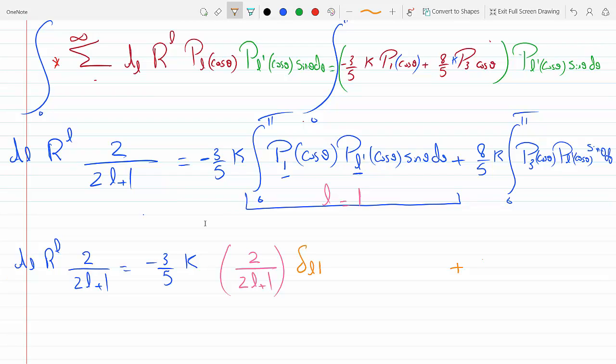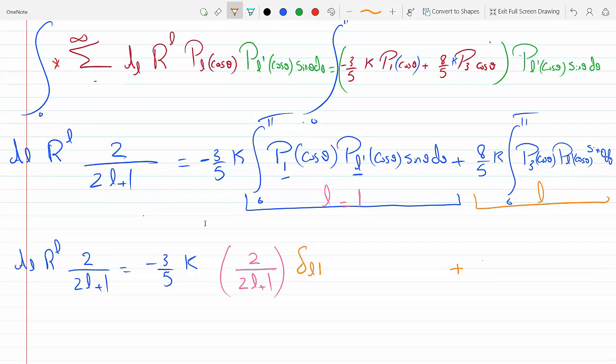Okay, and similarly on the right hand side for this guy, which term will I pick? I will pick L equals 3 and everything else will be 0. So this will be 8 over 5 k times 2 over 2L plus 1 multiplied by delta L3, meaning this will be 0 for anything other than 3, and 2 over 2L plus 1 when L is 3.